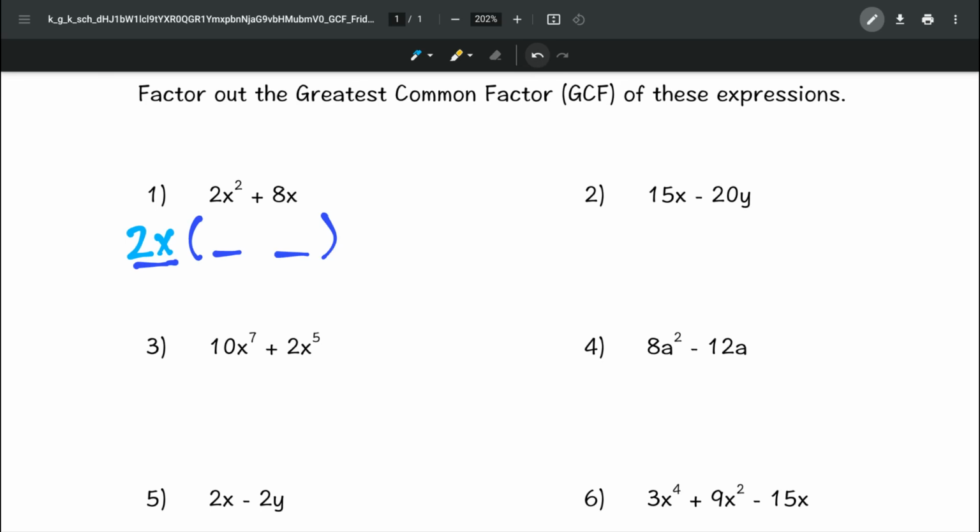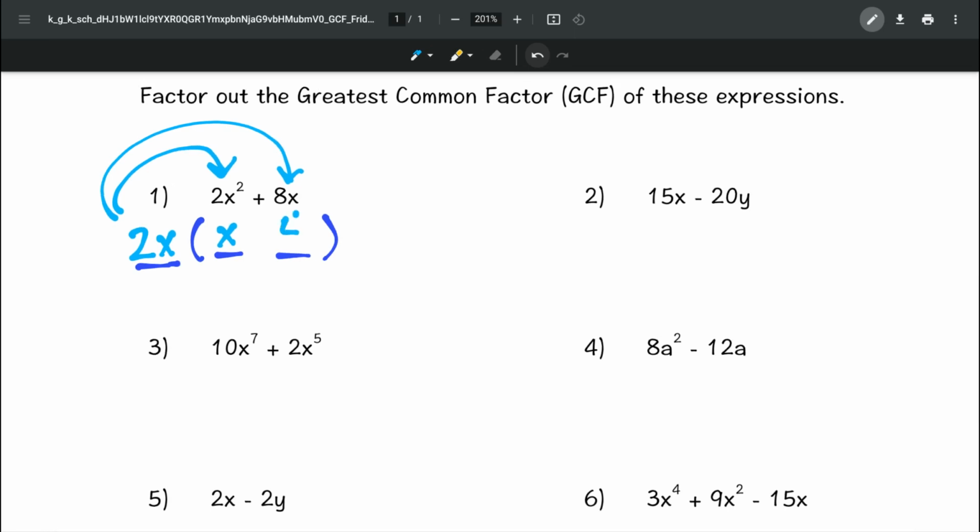Well, what am I going to take and multiply by 2x to equal 2x squared? What am I going to multiply to get that? Well, if we took 2x out, we would have to multiply that by x because 2x times x is how you get 2x squared. Same thing goes over here. 2x times what equals 8x? Well, the x's are already good. They're solid. So we just got to look at the number. Well, 2 times 4 equals 8. So we've got 2x times 4 equals 8x. So that is a positive 8, which means we have a positive on the inside.